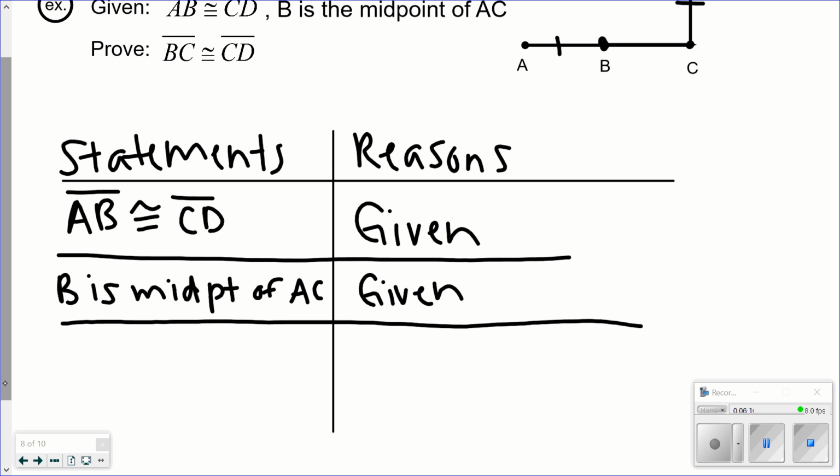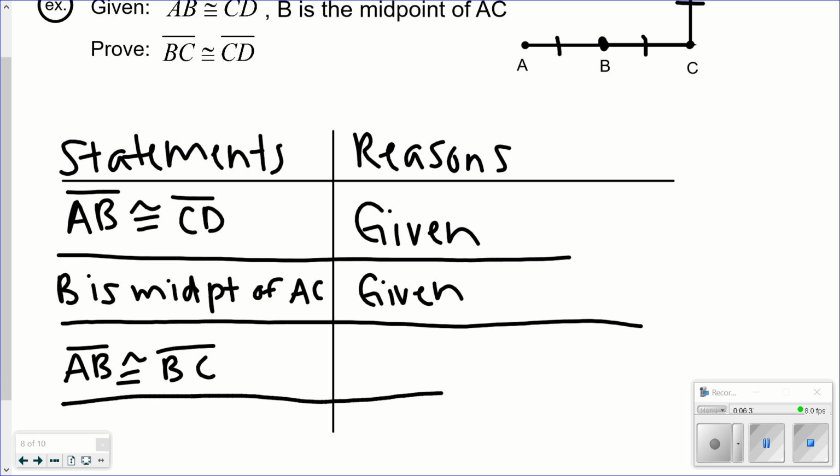So what is that going to help me with? If I look at my diagram, if AB is half of segment AC, that means that AB and BC are going to be congruent. B is in the middle. So I need to write that down. AB is congruent to segment BC. And why? Well, that's just the definition of a midpoint. So definition of a midpoint.